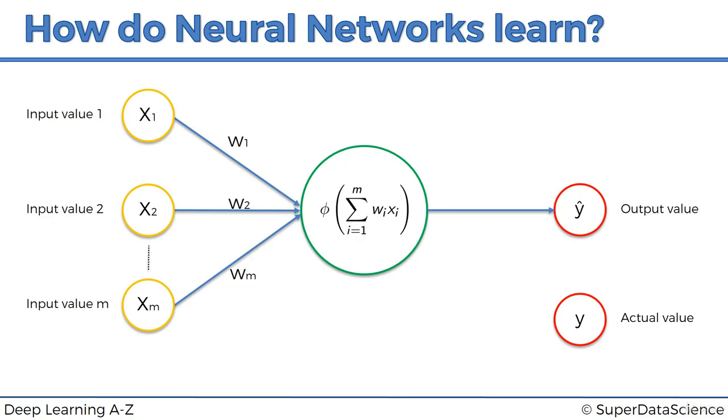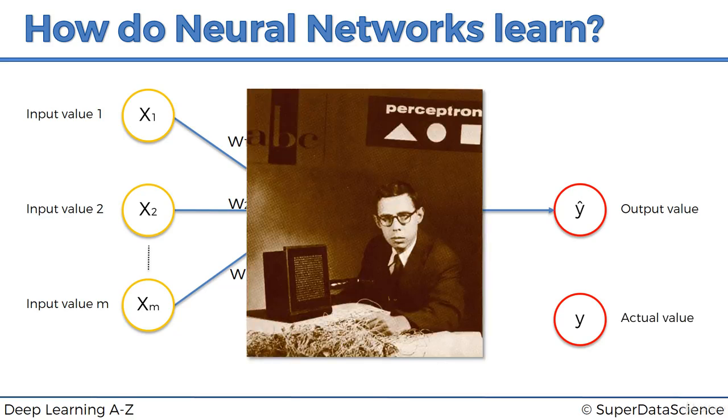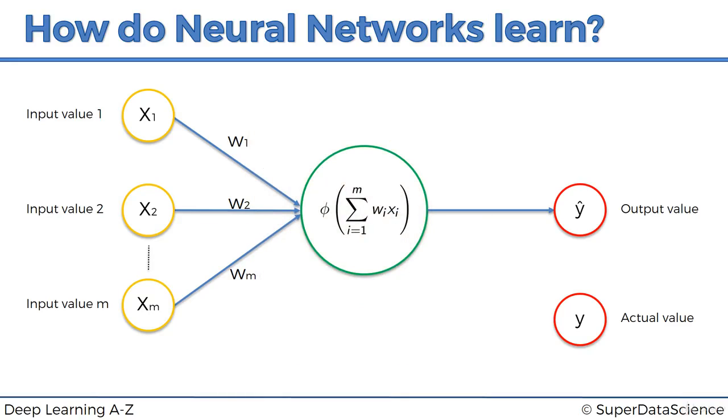The perceptron was first invented in 1957 by Frank Rosenblatt. His whole idea was to create something that can actually learn and adjust itself. And this is what we're going to be looking at now. So we've got our perceptron. Let's see how our perceptron learns.